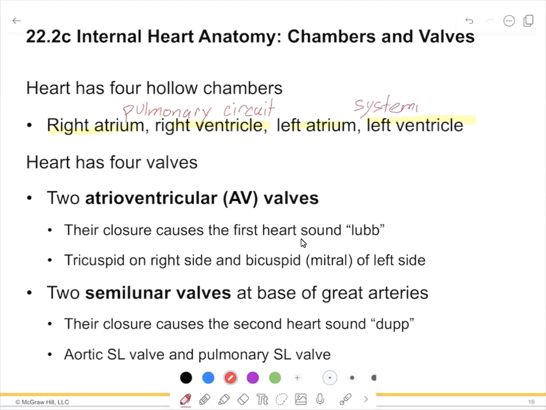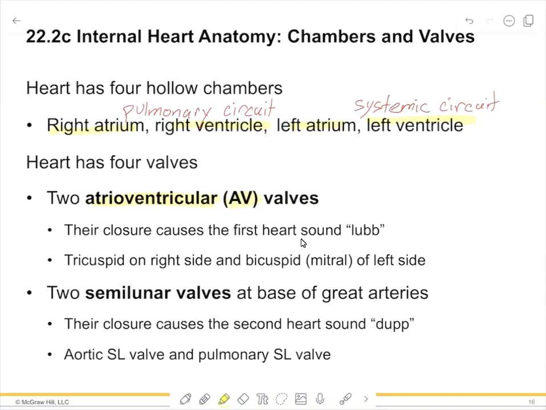And so the oxygenated blood on the left side of the heart is going to flow from the left atrium to the left ventricle. So not only are there four chambers, but there's also four important valves. And these valves are named by their location. So two of them are located between the atria and the ventricles. They are called the atrioventricular valves.